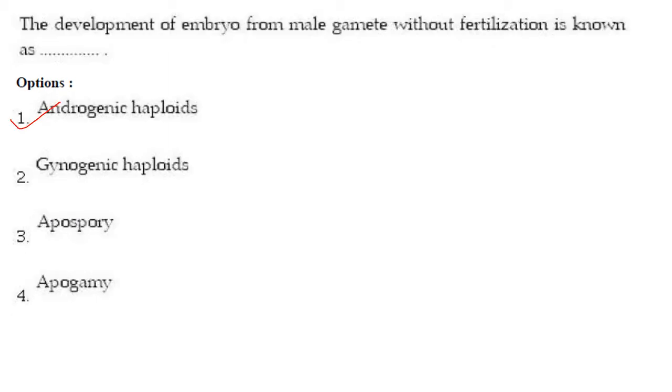Next one. The development of embryo from male gamete without fertilization is known as option 1, androgenic haploids, 2, gynogenic haploids, 3, apospory, 4, apogamy. Answer is option 1, androgenic haploids.